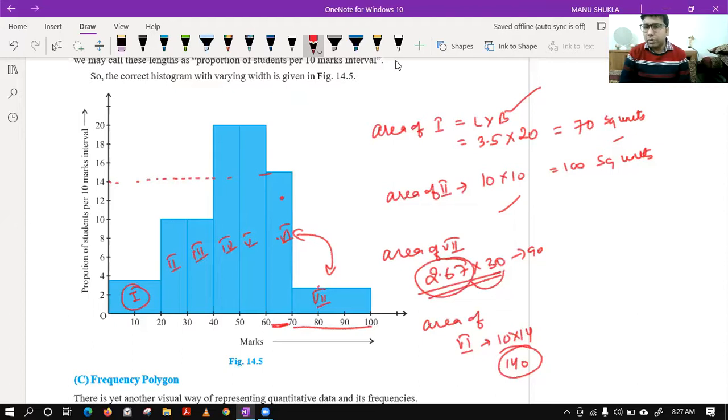Everyone please confirm. Is this histogram thing clear to everyone? How to convert? Okay, so you have to check these three things. First, it should be continuous. First, you have to check it should be continuous. If not, make it exclusive.